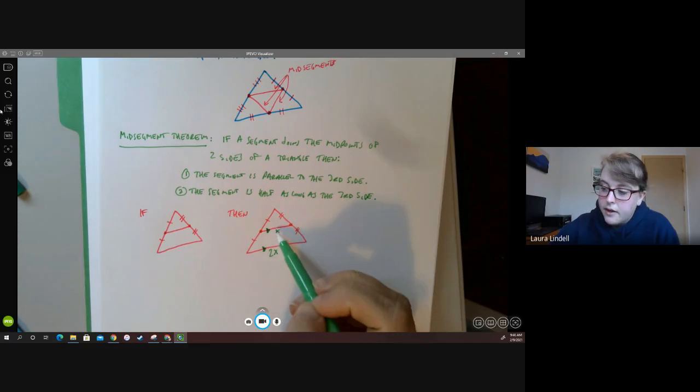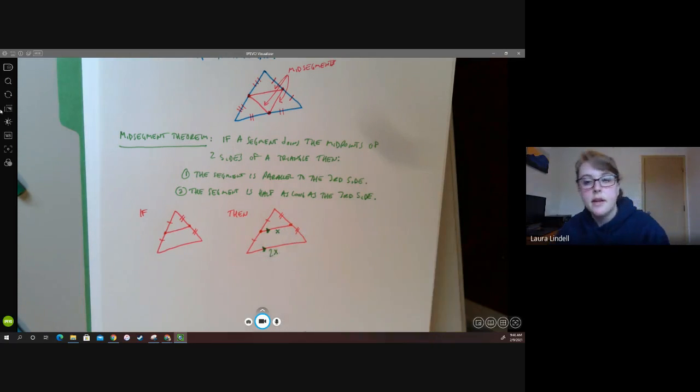This part, the length piece, is what we're going to use the most often, and that's what we're going to focus on mainly for today. Tomorrow we'll talk a little bit about the parallel piece, but for today we're mostly talking about that length portion of things.